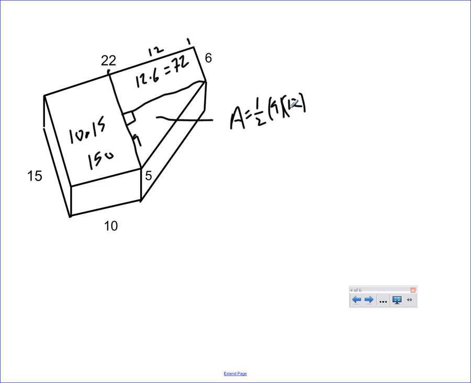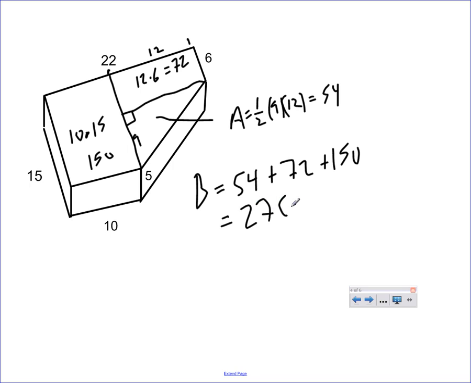So that's going to be 12, 6 times 9, 54. Okay, so for the area of my base, which is the region, I've got this 54, which is the triangle. I've got the 72, and I've got the 150. So I've just broken it into regions that I can manage. Now I'm going to do a little arithmetic. 50 plus 70 is 120, so 126, 226, 276. So the area of my base is 276, whatever units they are.